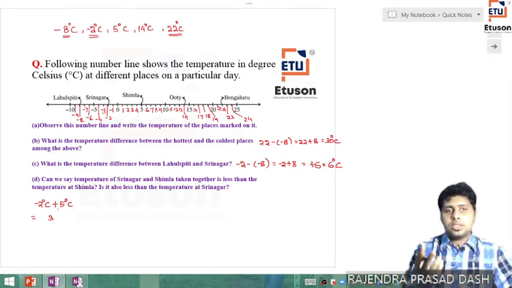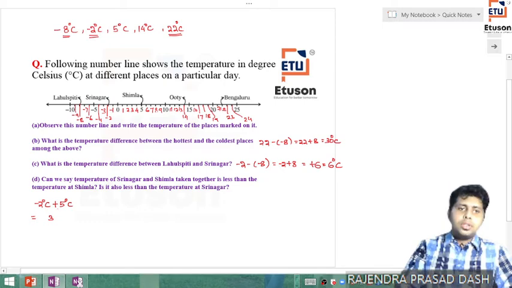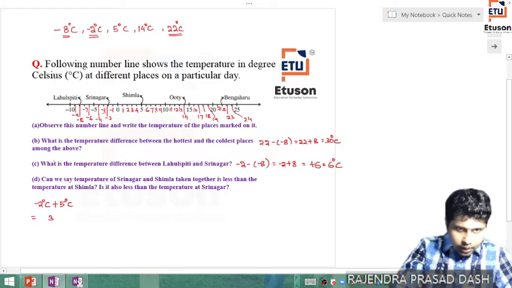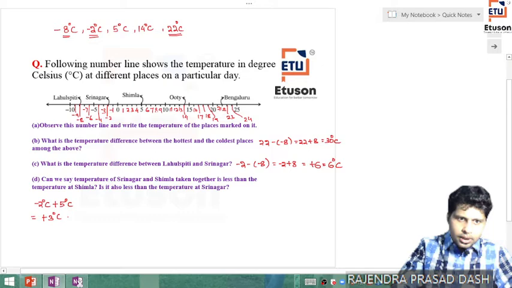The sign of the larger number is plus. So I'll put the plus sign before the answer, plus 3 degrees Celsius. That means plus 3 means only 3 degrees Celsius. What is this? This is the temperature of Srinagar and Simla taken together.